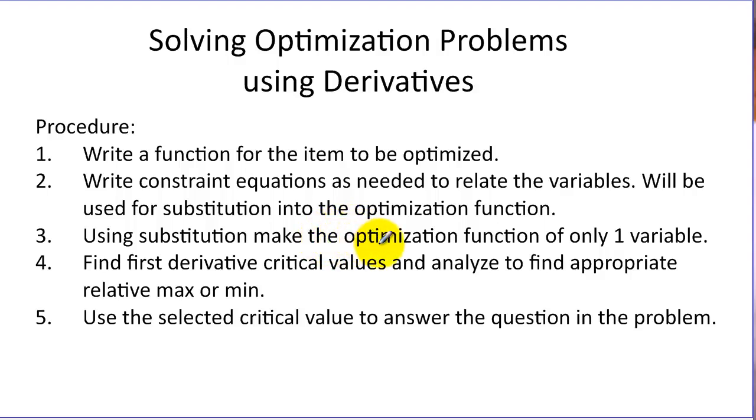Once we have our optimization function, we will take the first derivative of that function with respect to whatever this variable is, and we will find our critical values. Remember, critical values are numbers that make the first derivative either equal to 0 or undefined. And we'll analyze those by organizing them on a number line to find the increasing and decreasing patterns for the function so that we can identify any relative max or mins for the problem. We'll select the appropriate critical value depending on the way the problem is worded and answer our problem.